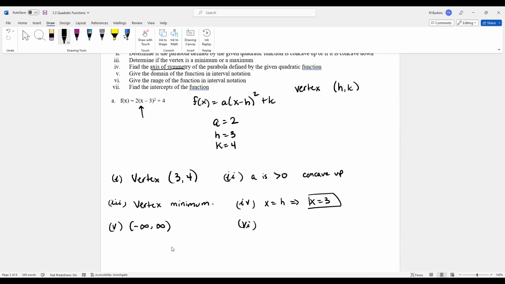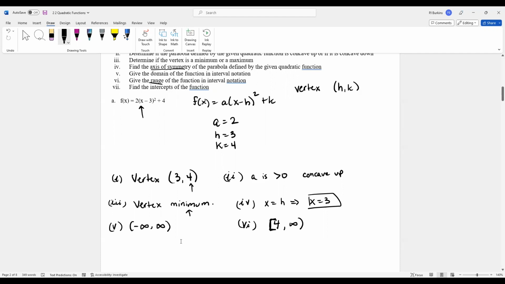Question 6 says, give the range. Now, this is what the y values can be. If the vertex is a minimum, that means that's as low as we can go in the y direction. And the y in the vertex is 4. That tells us that our range starts at 4, and we can equal 4, and we'll go all the way to infinity. All right, if it opened down, then we would go from minus infinity up to 4, for instance.